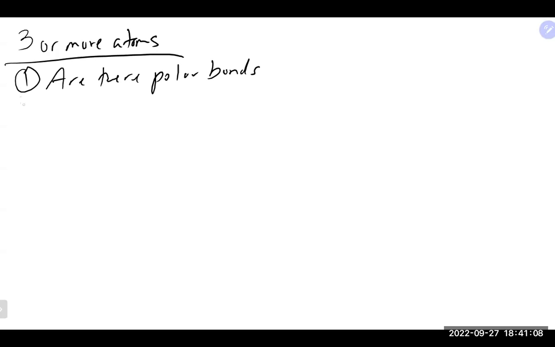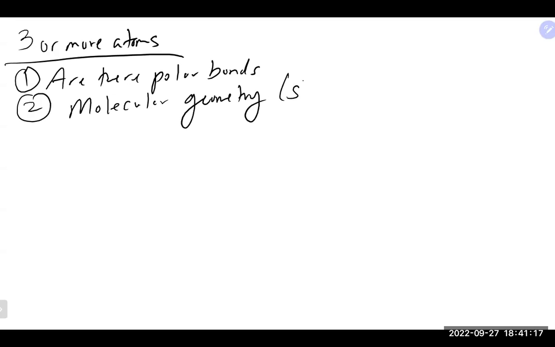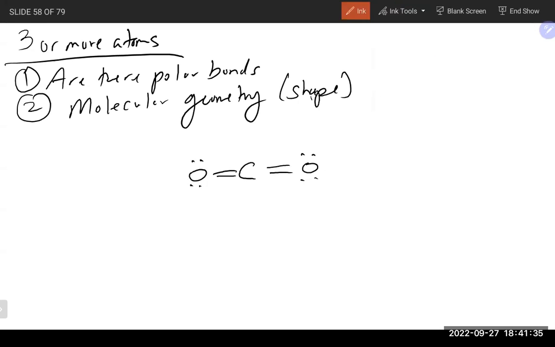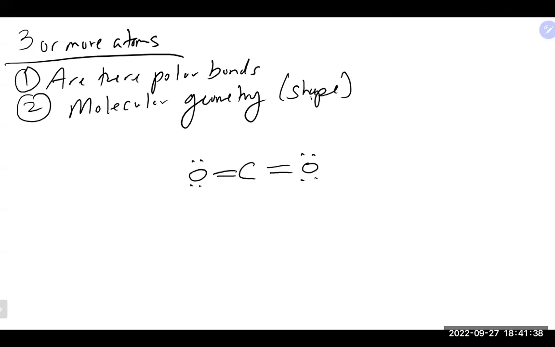The second thing that you need to look at is the molecular geometry, and that is the shape that we talked about. So for example, if we look at our friend carbon dioxide, which looks something like this. First off, is there a polar bond between carbon and oxygen? Is that bond polar or nonpolar? Like a 50-50 shot.